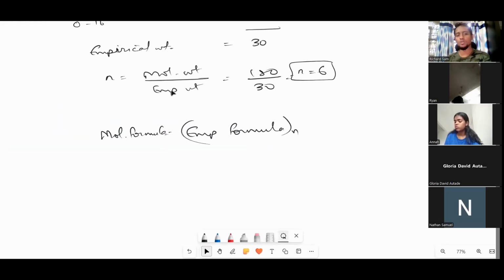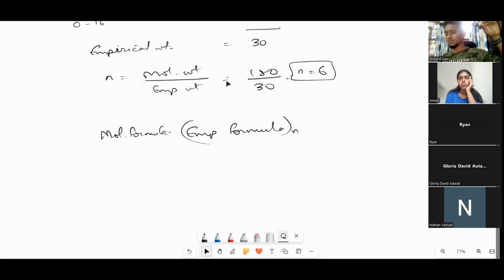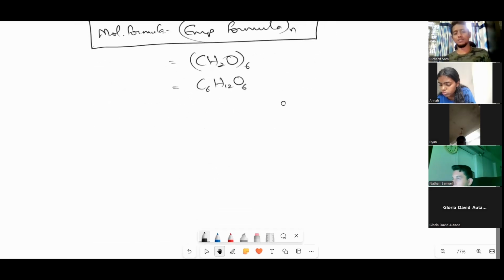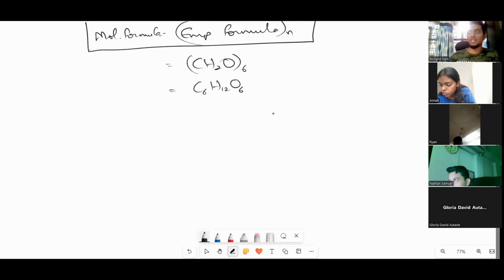Okay, so I've shown you two formulas. One is a formula to find N. How do we find N? Molecular weight divided by empirical weight. That we got 6. And here we have another formula. If you multiply this N with the empirical formula, we'll get the molecular formula. We're going to use these two formulas in the sums. So write down these two. Shall we move ahead? Now let's look at a question where we have to find the empirical formula.